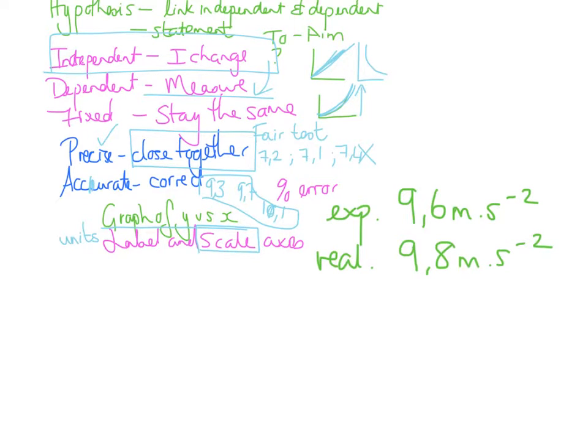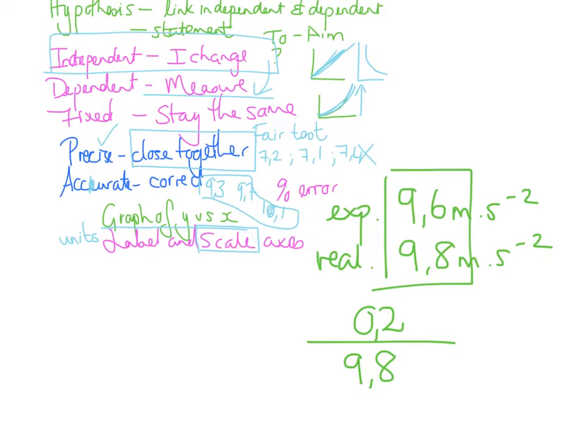What I do is I say, what's the difference between these? The error part is 0,2. 0,2 out of 9,8. So 9,8 is the perfect answer, but it's 0,2 away from there, and then I times that by 100 in order to get a percentage error. So in this particular case, it turns out to be a 2% error. So that's how you would be able to calculate the percentage error.